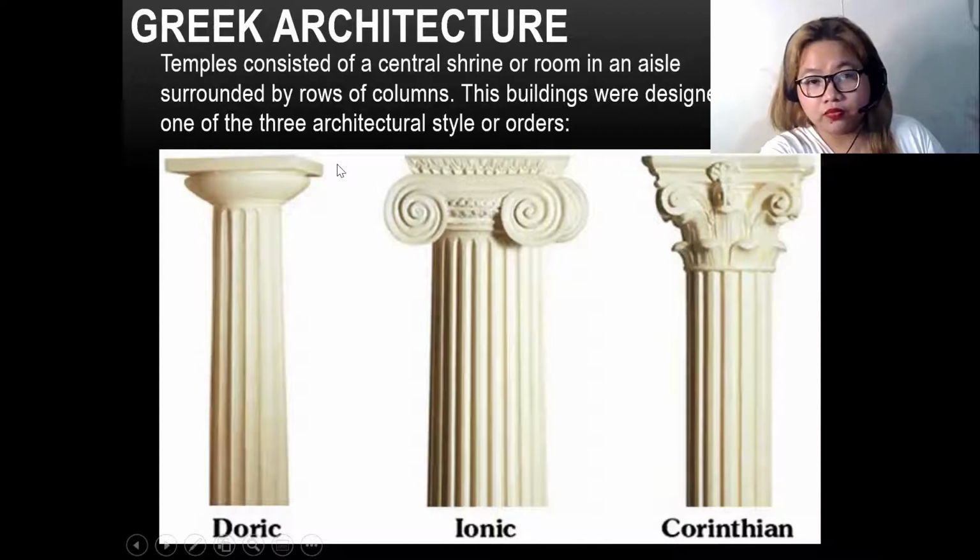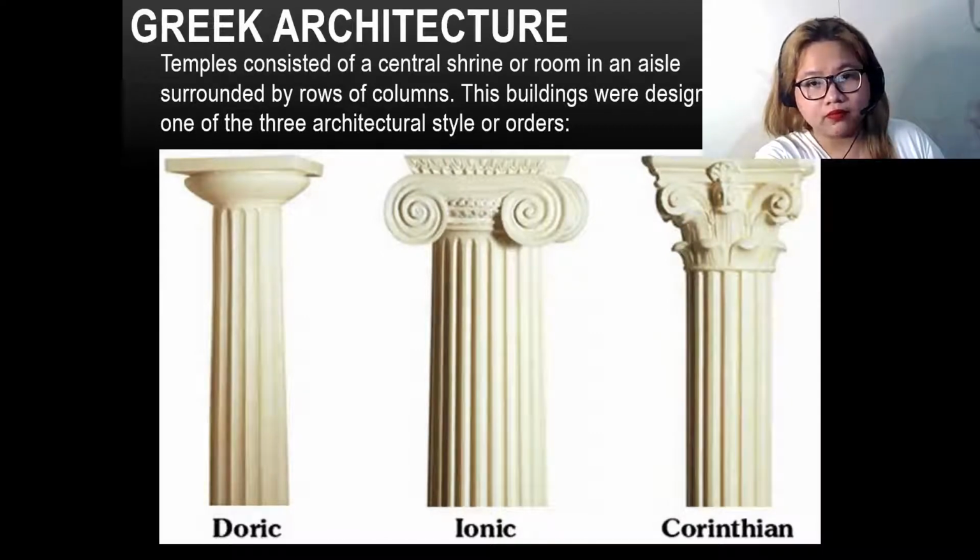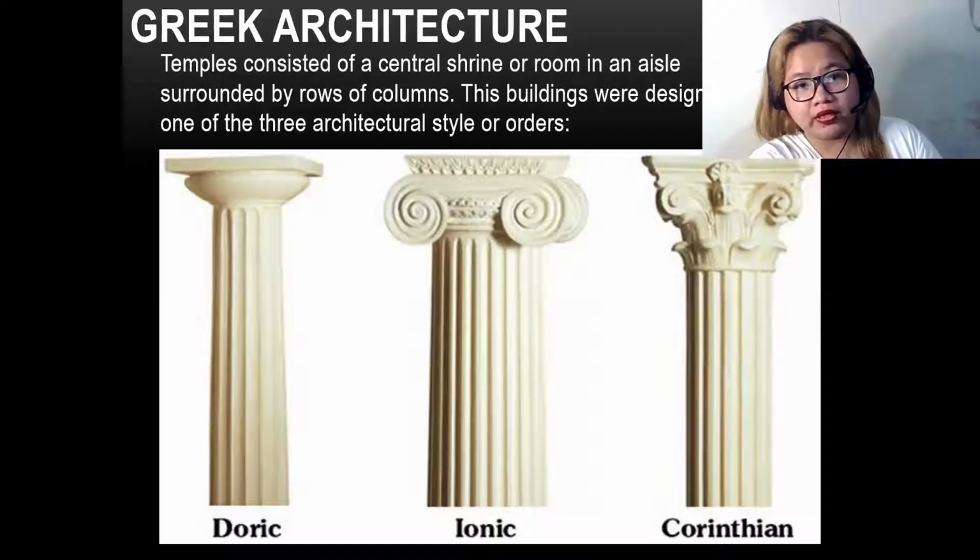Okay, so now let us move on to Greek architecture. Temples consisted of a central shrine or room in an aisle surrounded by rows of columns. These buildings were designed in one of three architectural styles or orders. So kindly take note, the simplest one we call Doric.